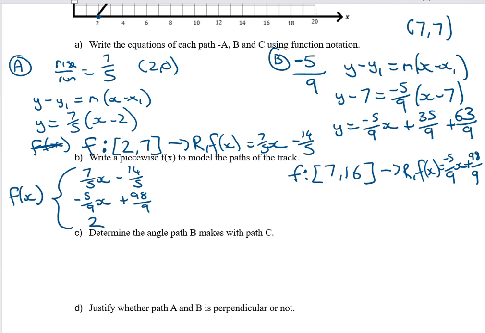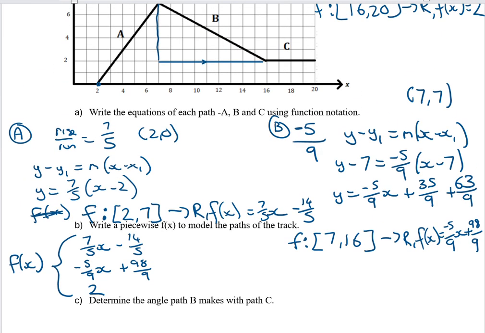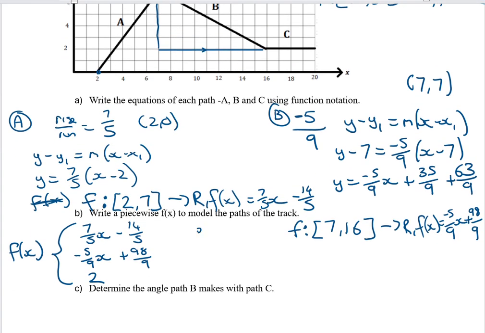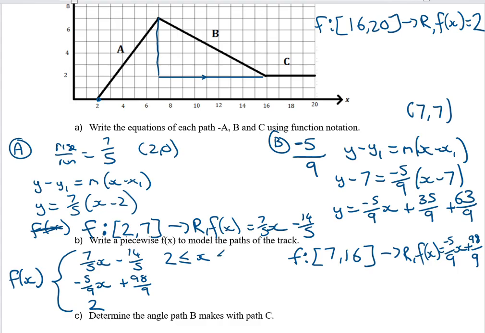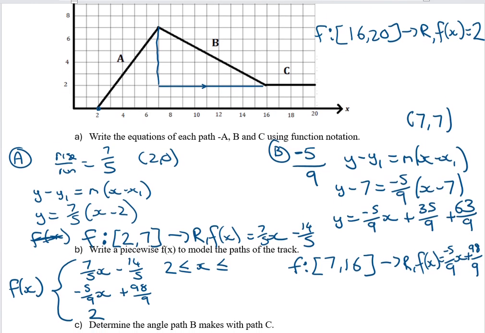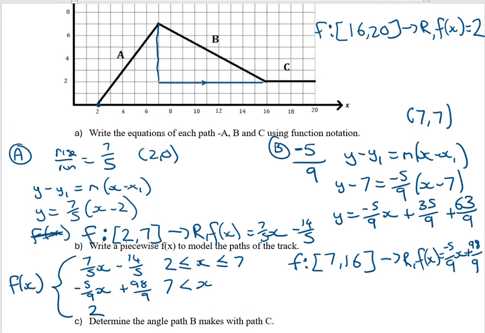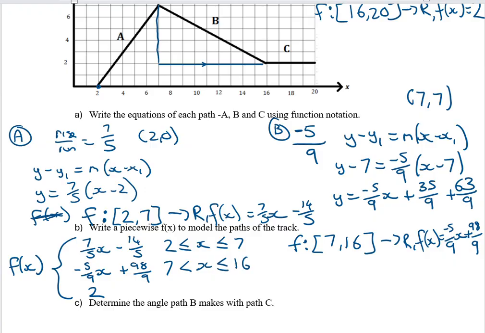Now, the next part is we need to have our domain. Some people put the domain first and you lost marks for that. So the first one is x is equal to or greater than 2 and equal to and less than 7. Because it's already hit 7, we're just going to say the next one is greater than 7 and up to 16, equal to and less than 16. Then for our last one, we're just saying x is greater than 16. So that means there is no overlap.